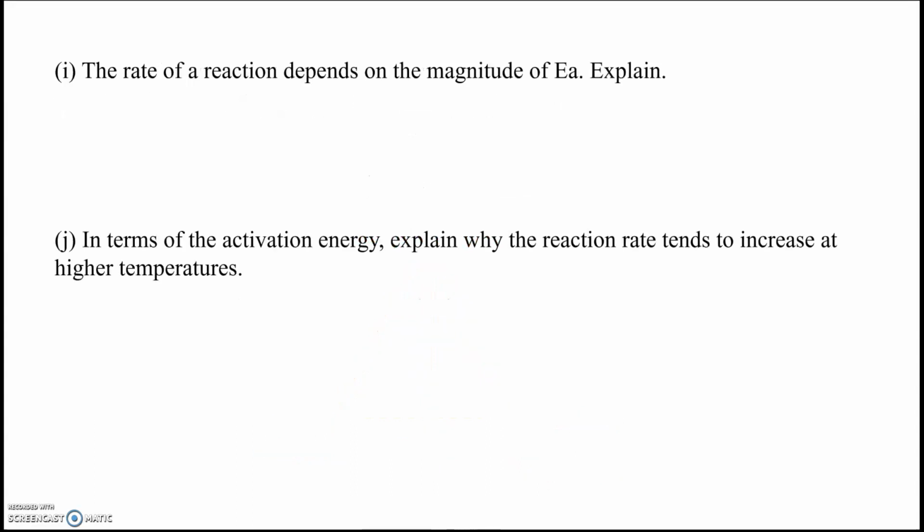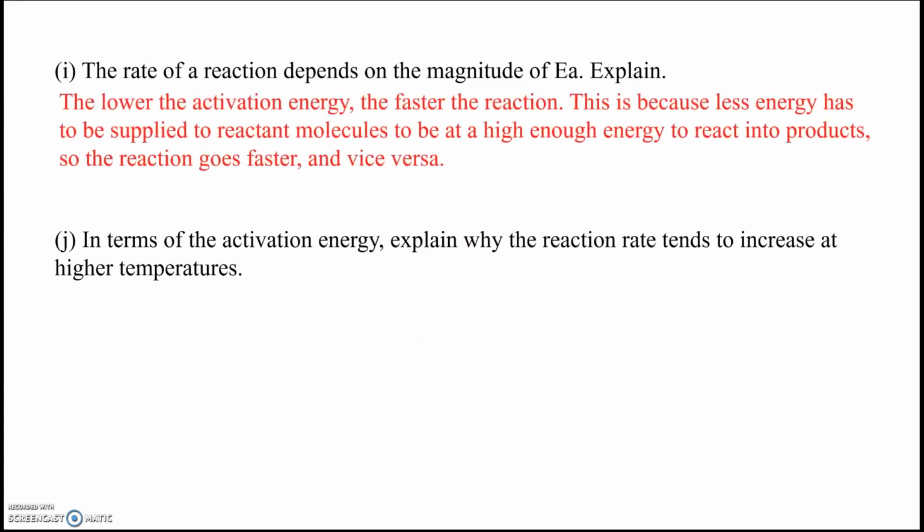The rate of a reaction depends on the magnitude of EA. Explain. Well, the lower the activation energy, the faster the reaction can occur, and that's because less energy has to be supplied to the reactant molecules to be at a high enough energy to react into products. So the reaction goes faster and vice versa.